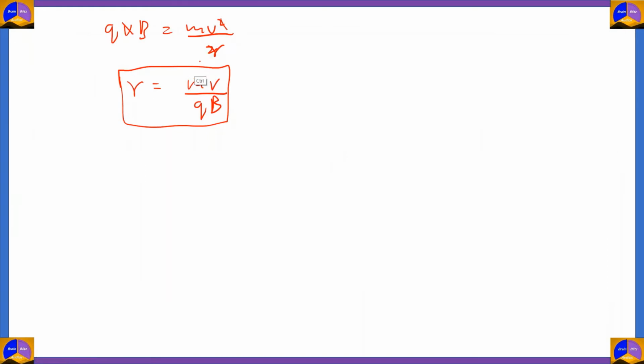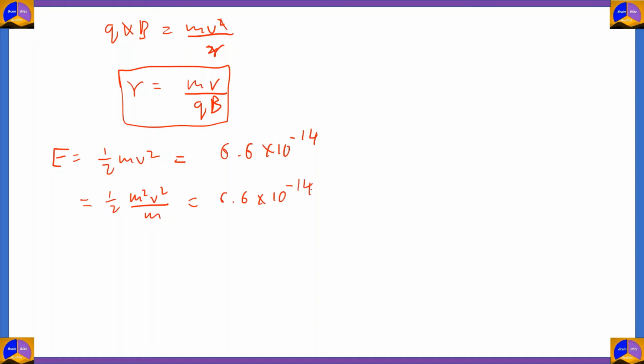However, you notice that we haven't got specific values of m and v. It's over here that we use the quantity of energy. So E, which is equal to half mv squared, is equal to 6.6 × 10^-14 joules. What we do is multiply and divide by m in order to get half m squared v squared divided by m. The value on the right hand side would still stay the same because we're multiplying and dividing by one quantity, which gets cancelled out.